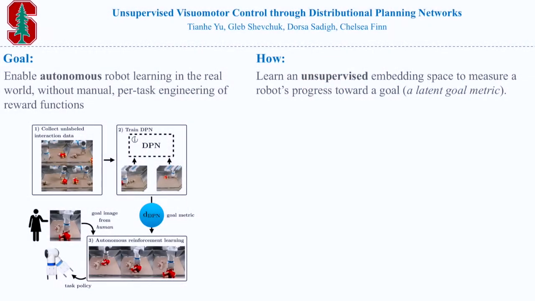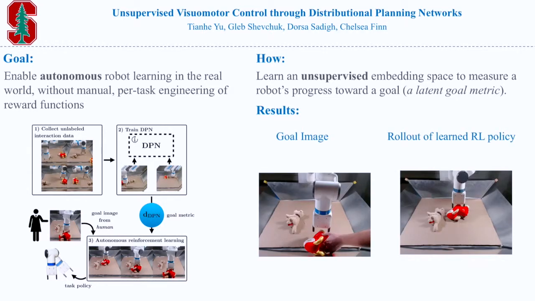We first collect a large number of random physical interactions. Then using this random data set, we can train our model, DPN. We can use the goal metric produced by DPN to train autonomous reinforcement learning policies to complete tasks. So here's our result. Based on the goal image on the left, the learned reinforcement learning policy can complete this pushing task itself. So for more details, please come to my poster session. Thanks.